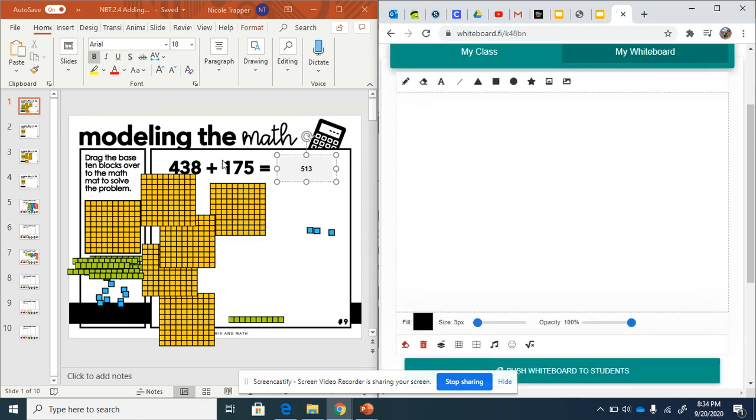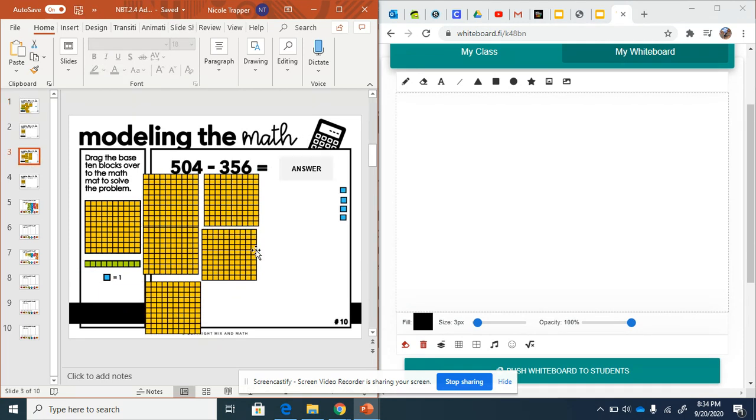I'm going to clear my whiteboard and come to the next problem. This one is going to be a subtraction problem. I'm subtracting the number 504 minus 356. When I do subtraction problems, I only represent the first number and I take away the second number. So I modeled 504, and now I'm going to take away the second number.